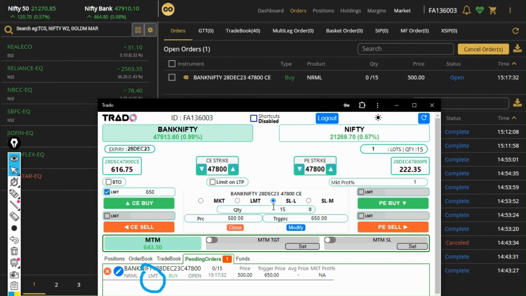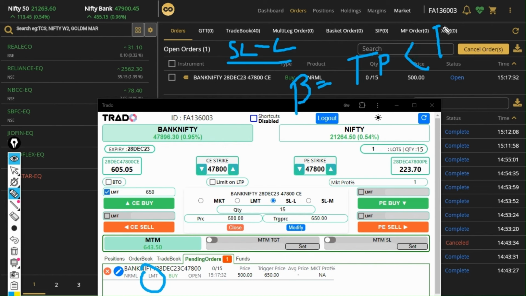If I modify it to an SL limit order, I will give you a quick recap of what happens. In an SL limit order, in the buy case, your trigger price must be less than your price. And for the sell case, your trigger price must be greater than the price value.